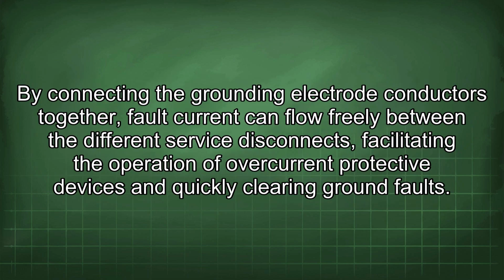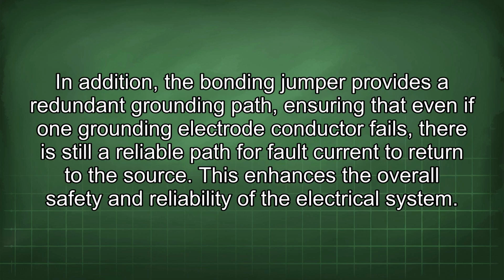By connecting the grounding electrode conductors together, fault current can flow freely between the different service disconnects, facilitating the operation of overcurrent protective devices and quickly clearing ground faults. In addition, the bonding jumper provides a redundant grounding path, ensuring that even if one grounding electrode conductor fails, there is still a reliable path for fault current to return to the source. This enhances the overall safety and reliability of the electrical system.